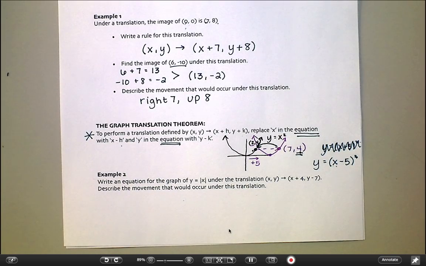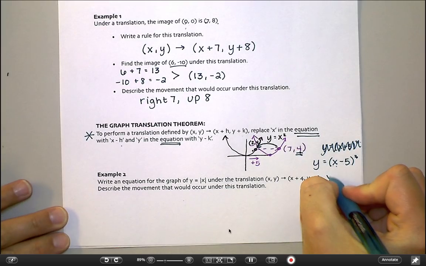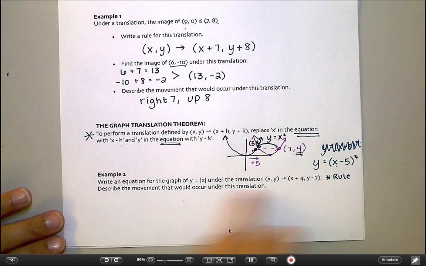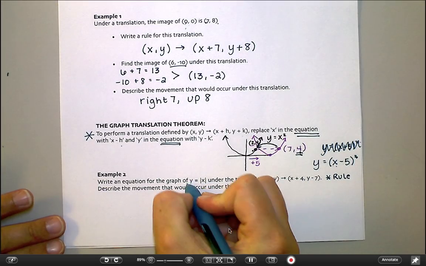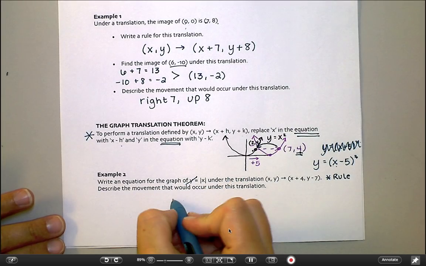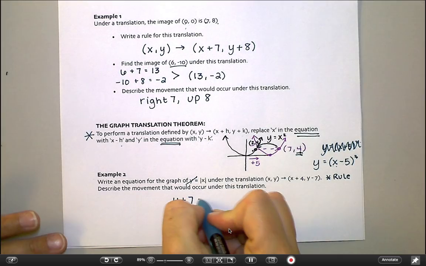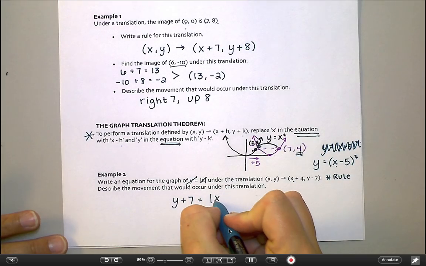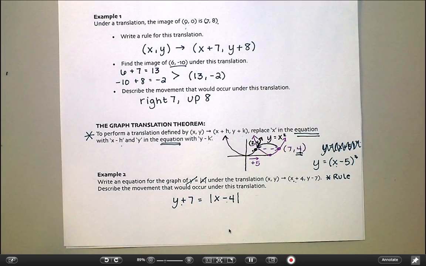So if I look at example 2, write an equation for the graph of y equals absolute value of x under this translation. So this is your rule right here. But when I go to put this stuff into the equation, it's going to look opposite from this. So instead of y here, I'm going to put a y plus 7. And instead of absolute value of x, I'm replacing that x with x minus 4. Notice both of those are opposite from what they were up here.